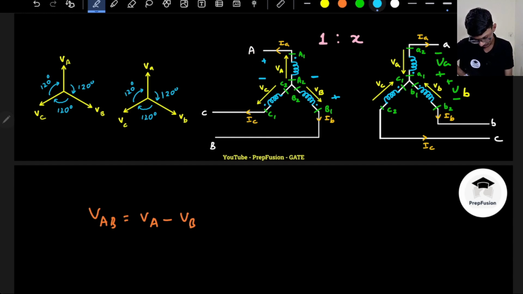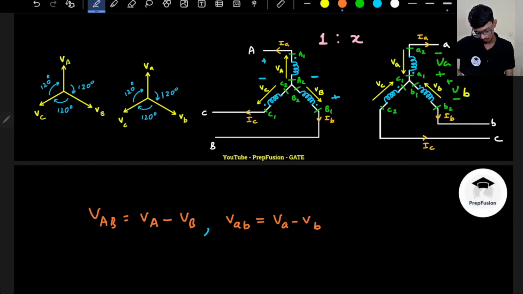Now what will be my small vab? If we see small vab, if you observe, here I have a negative sign. Why? Because the dot is with plus, non-dot will be minus. So this is negative, this is plus. Now it is opposite polarity. So small vab will be equal to small va minus small vb.